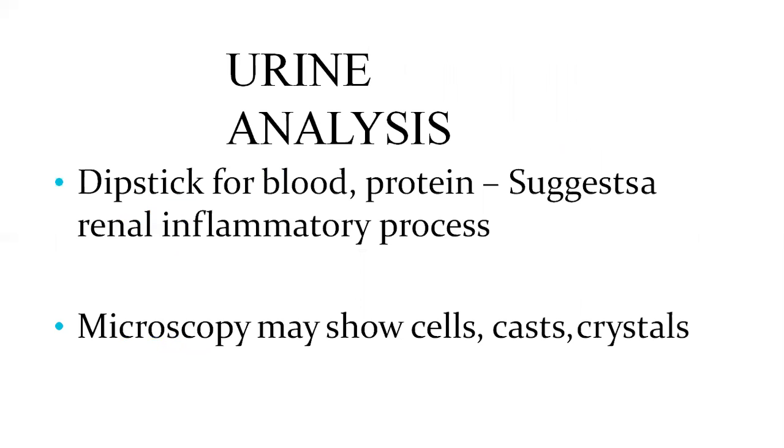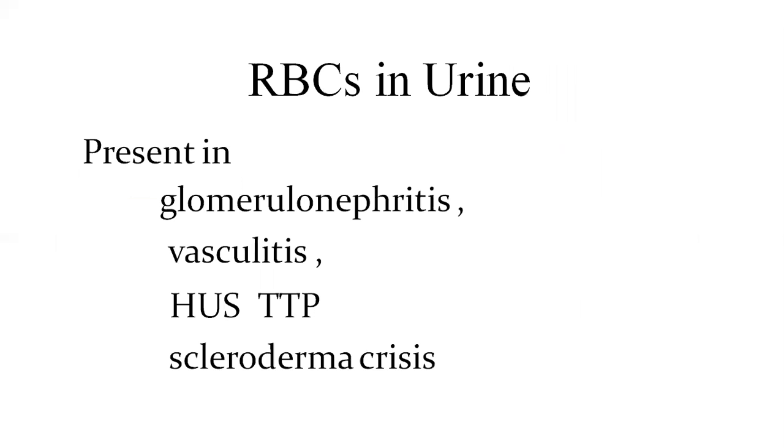Also, we can go for urine analysis, where the dipstick method for blood and protein suggests a renal inflammatory process. Microscopy may also help to show cell casts and crystals present in urine. Also, RBC, if present in urine, may be due to glomerulonephritis, vasculitis, HUS-TTP, scleroderma crisis. These are the causes for which RBCs may be present. And obviously, RBC in urine is related to any injury to the glomerular structure.